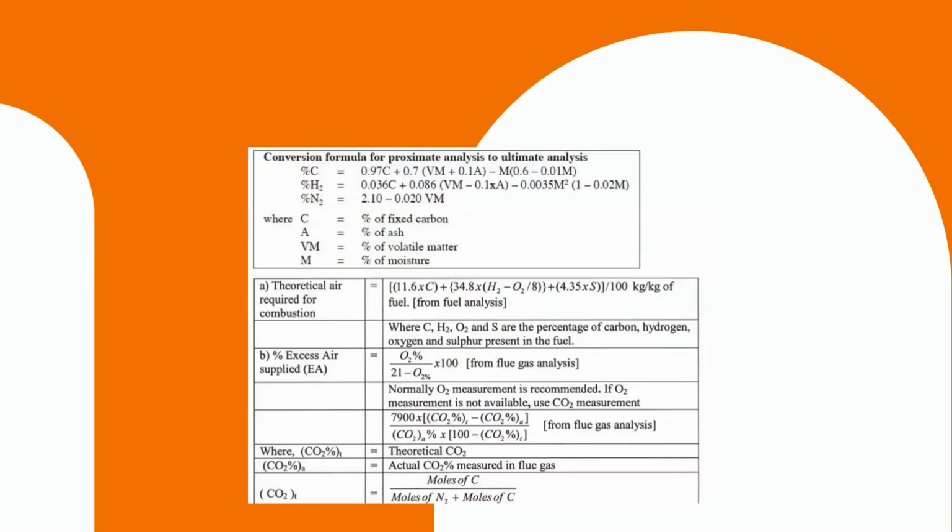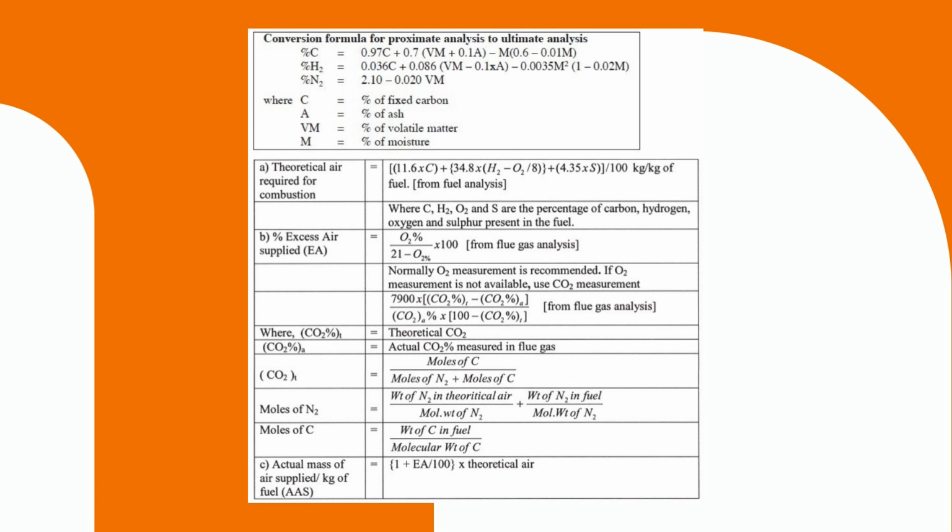Boiler efficiency by indirect method. Calculation procedure and formula. Conversion formula for proximate analysis to ultimate analysis. Percentage of carbon is 0.97 C plus 0.7 Vm plus 0.1 A minus M (0.6 minus 0.01 M), where C is the percentage of fixed carbon, A is the percentage of ash, Vm is the percentage of volatile matter, M is the percentage of moisture. Formulas to calculate the combustion rate.